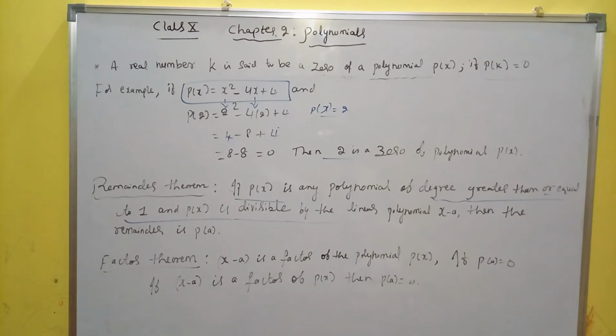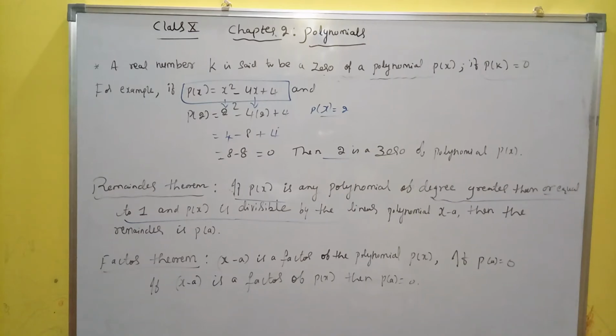This is the most important point: the degree of the zero polynomial is not defined. The degree of a non-zero constant polynomial is 0. A polynomial of degree 1 is called a linear polynomial. A polynomial of degree 2 is called a quadratic polynomial. A polynomial of degree 3 is called a cubic polynomial. A polynomial of degree 4 is called a biquadratic polynomial. If p of k is equal to 0, then k is known as a zero of the polynomial.